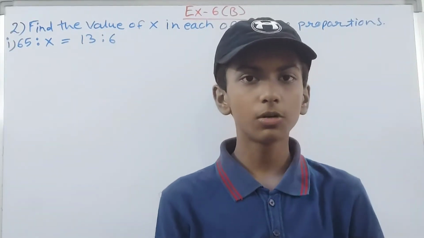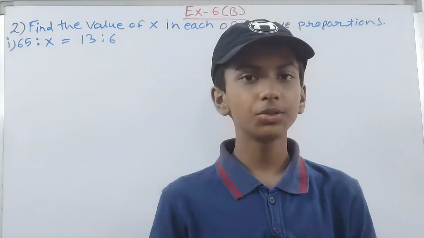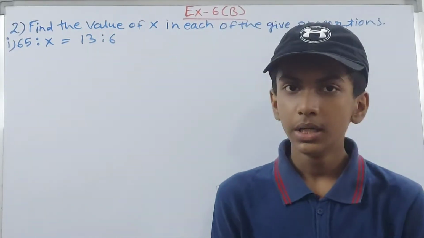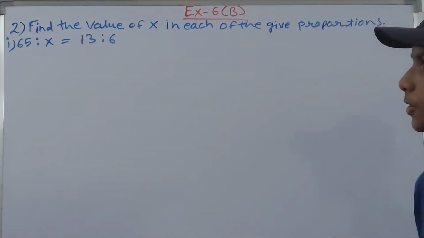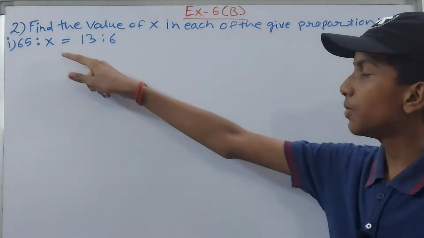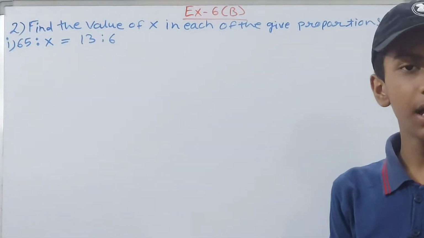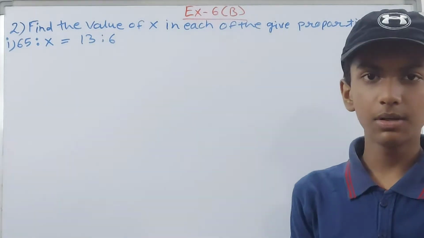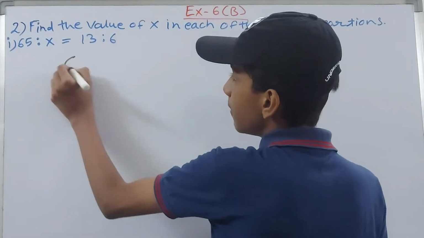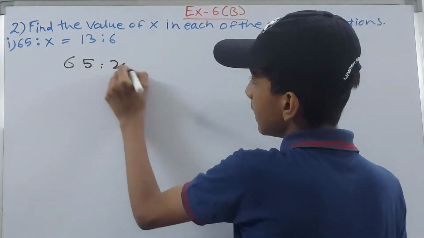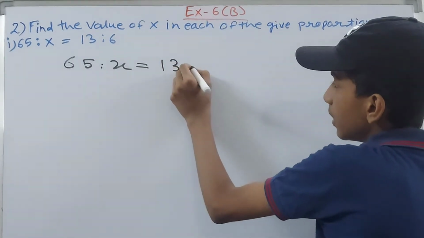In this video we are going to solve ICSE Mathematics class 7 chapter 6 ratio and proportion exercise 6B question 2. Find the value of x in each of the given proportions. First proportion is 65 is to x is equal to 13 is to 6. Friends, we can follow one rule, that is product of extremes equals product of means. So 65 is to x is equal to 13 is to 6.